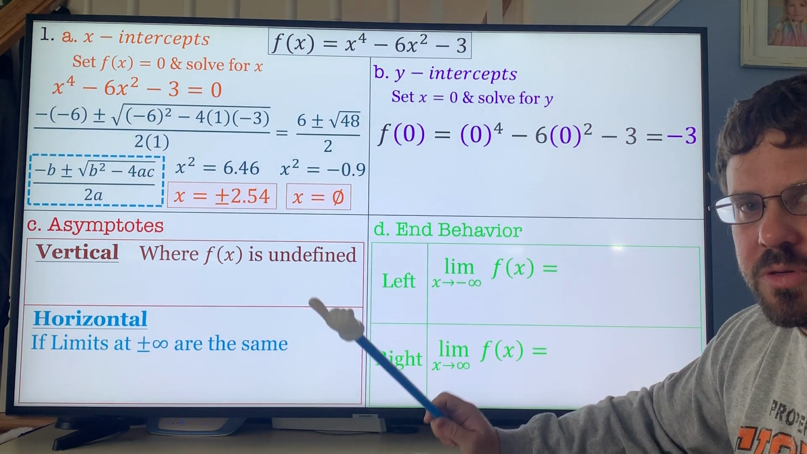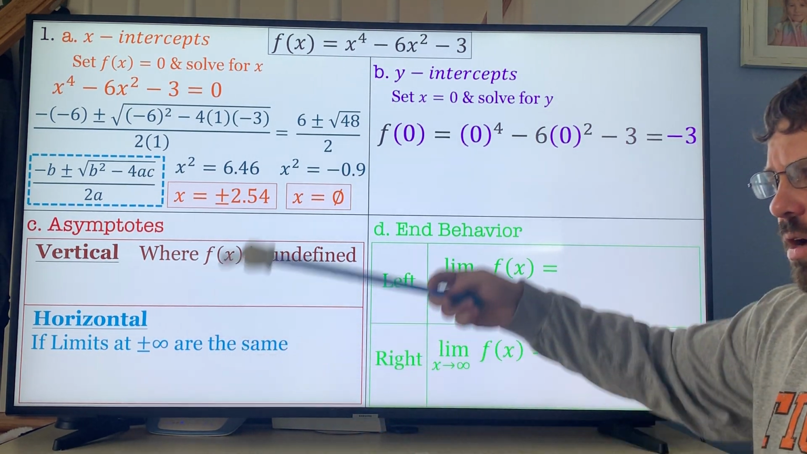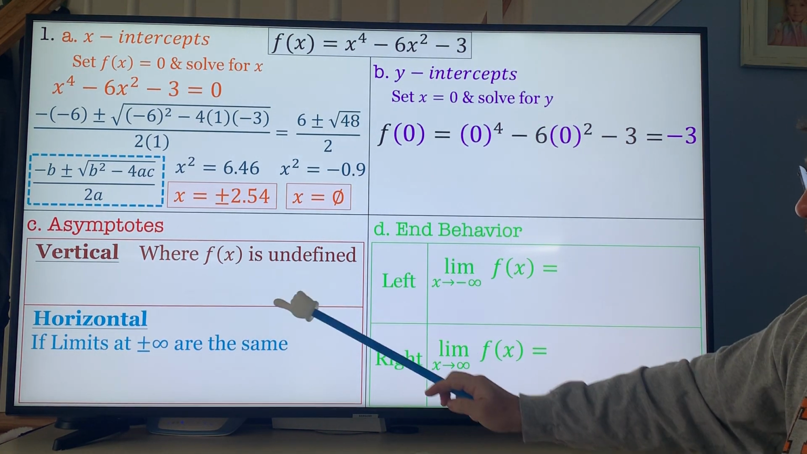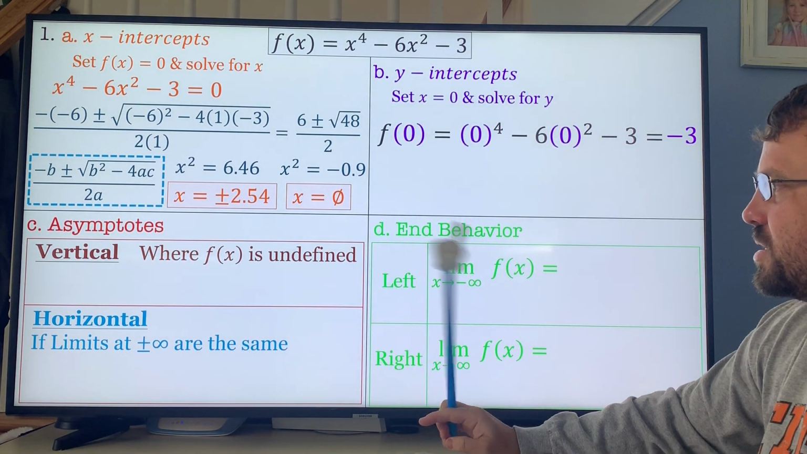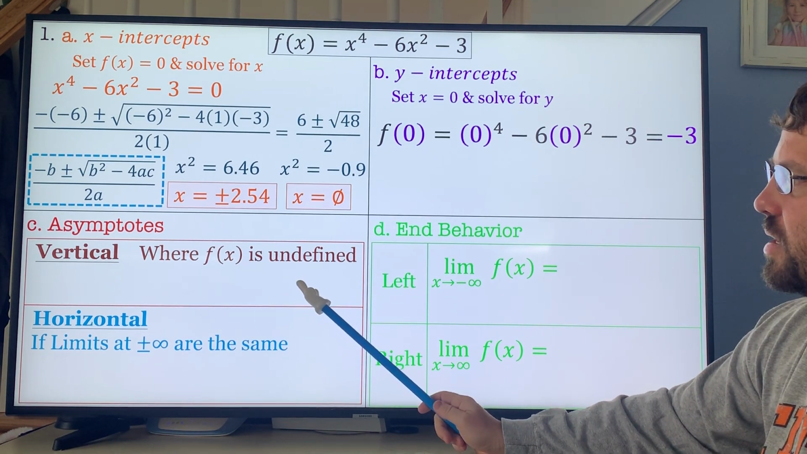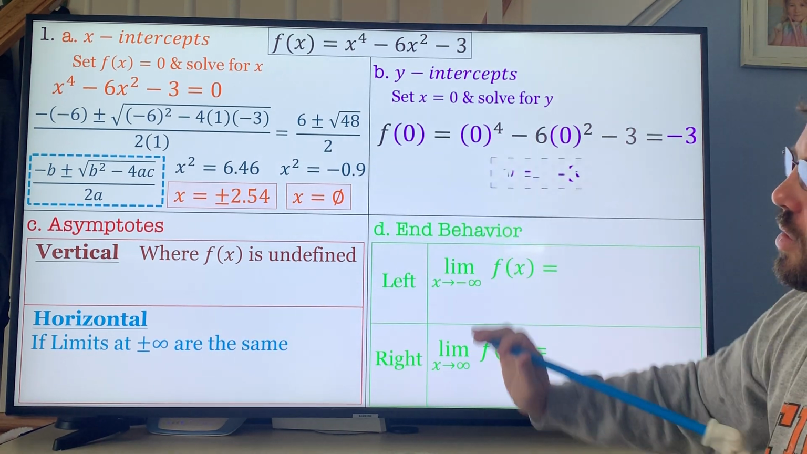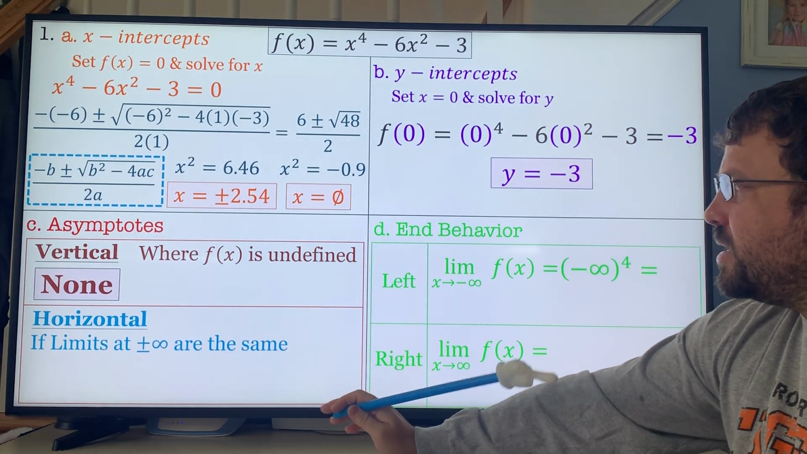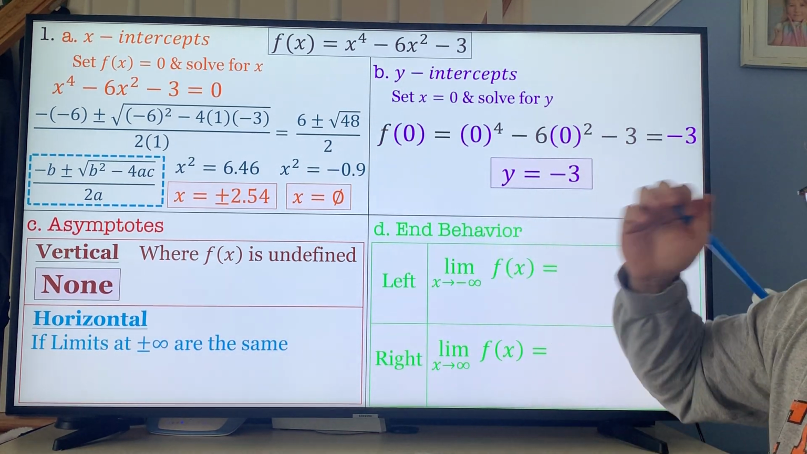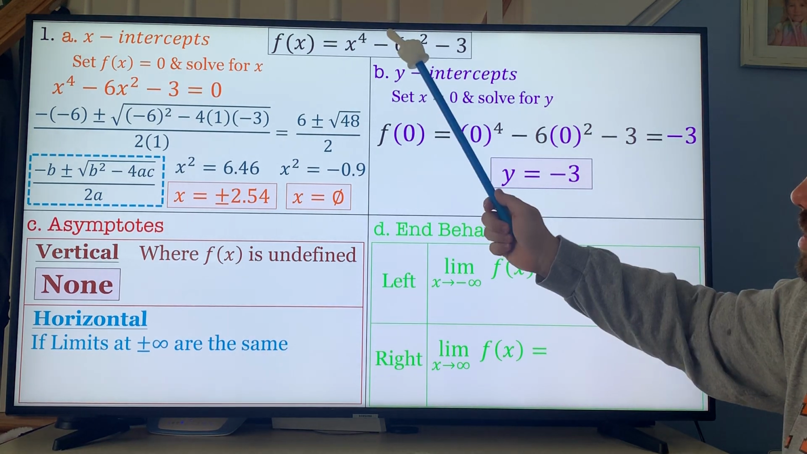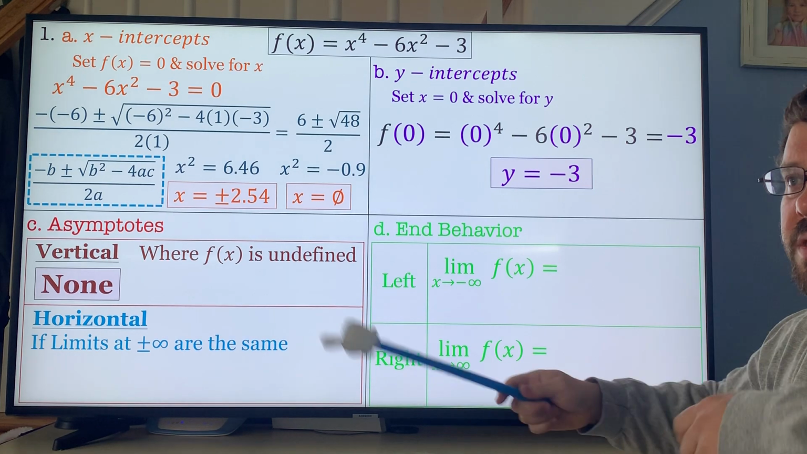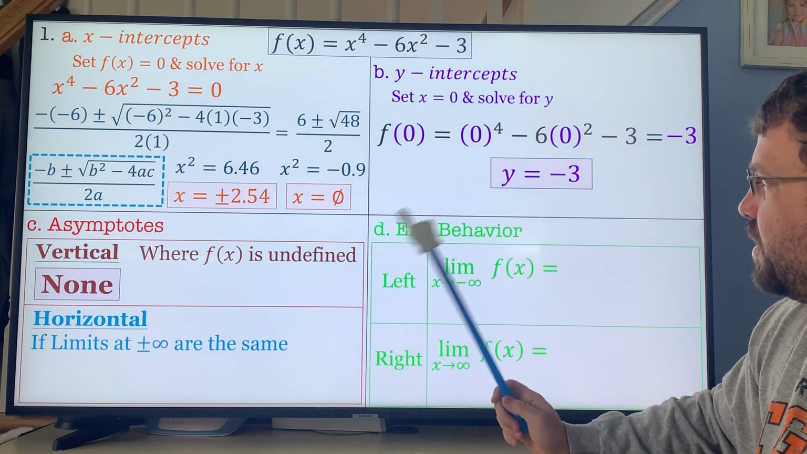Once again, x-intercepts are where the graph crosses the horizontal axis, the x-axis, and y-intercepts are where they cross the vertical axis. Now, in order to find vertical asymptotes, that is where f of x is undefined. All right, so for polynomials, there are none, and the reason for that is polynomials are never undefined, all right? Unless you have a radical involved, which we don't, but that would just be a domain and range issue, all right?